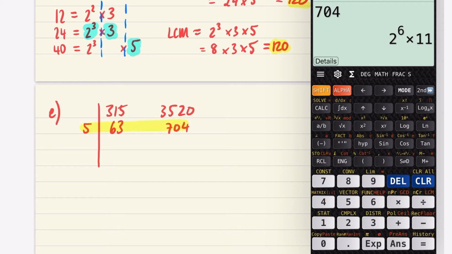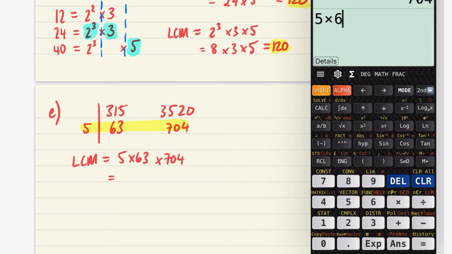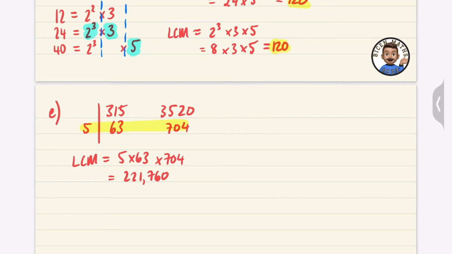So we're going to just have to say that the lowest common multiple is 5 times 63 times 704, which might be a very large number. 5 times 63 times 704, 221,760. Now this is why I don't really like the table method, because we had to see what they're both divisible by. So let's try the other method for this.